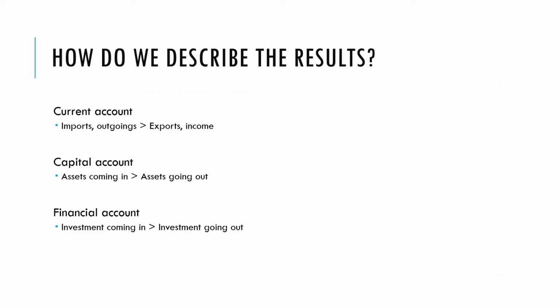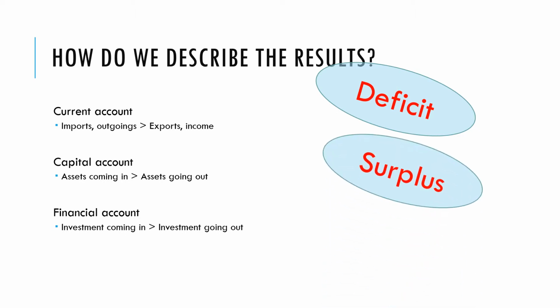So how do we describe these different accounts? For example, if we had a current account balance which was negative, it meant that the imports were greater than the exports, generally speaking, and we describe that account as being in deficit. If we had a capital account where assets coming into the country were greater in value than assets leaving the country without any change in ownership, we call that a capital account surplus. The financial account, if we had net FDI coming into the country, we would say that account was in surplus. So we use the term surplus or deficit to describe the balances in these accounts, positive meaning surplus and negative meaning deficit.